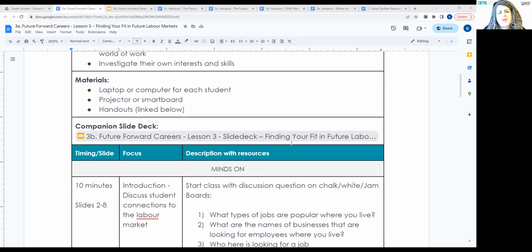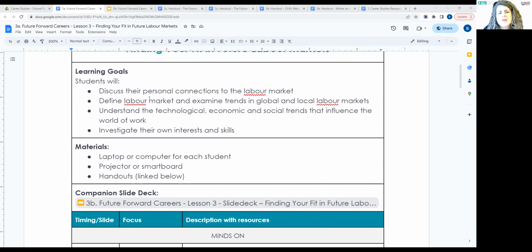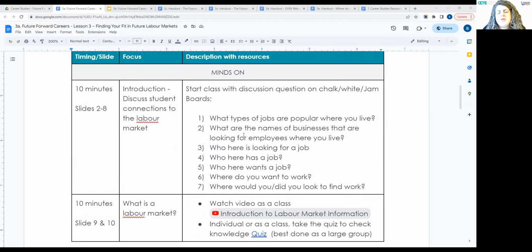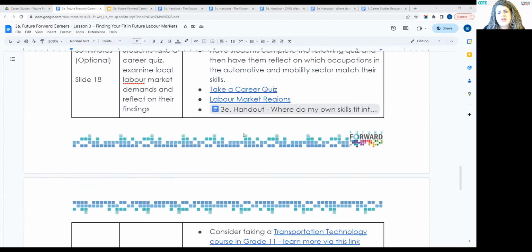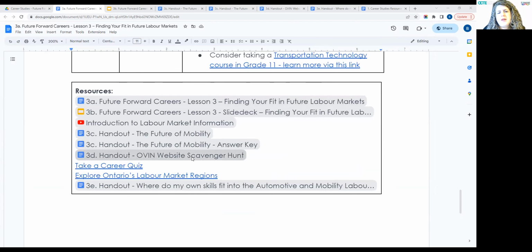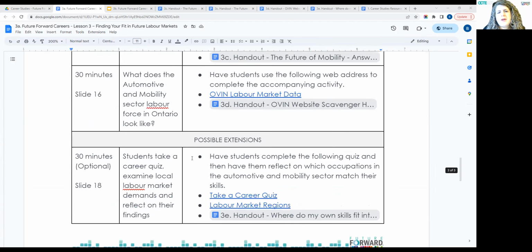So you'll be familiar with the fact that we have learning goals, materials, a slide deck, as well as timing associated with the lesson plan. In this lesson, students will discuss their personal connections to the labor market, define the labor market and examine trends in the global and local labor markets, understand the technological, economic, and social trends that influence the world of work, and investigate their own interests and skills. So there's quite a number of handouts associated with this, and there's a lot of class discussion as well. There's some great extension activities as well.